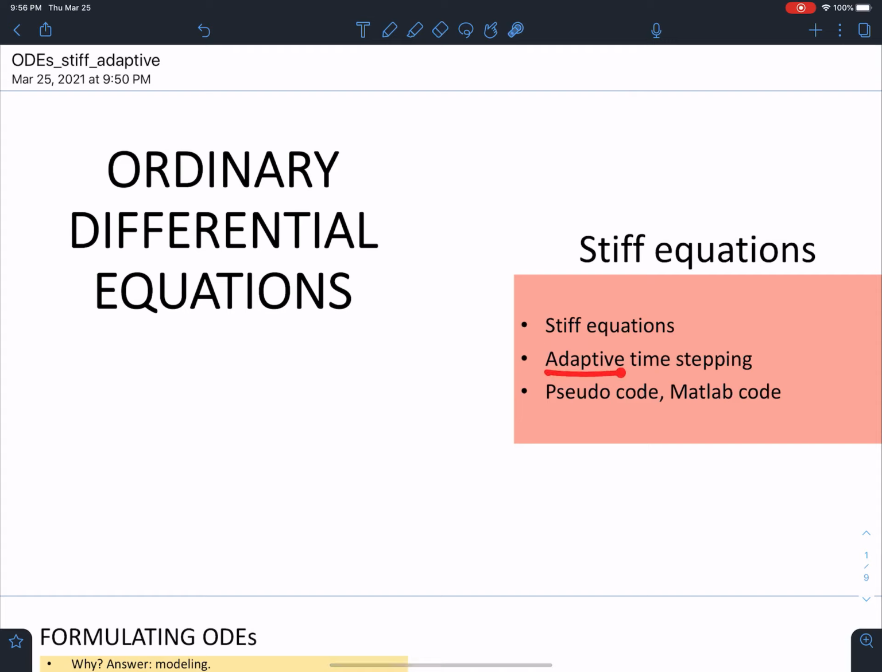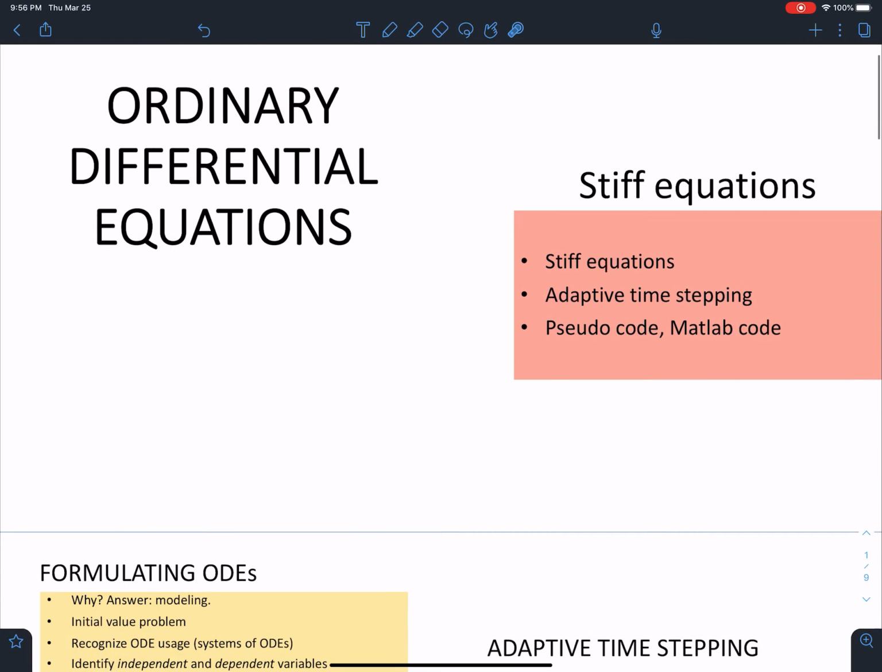We'll talk about adaptive time stepping, and we're going to look at how one would code this, and also describe some MATLAB functions that already exist.